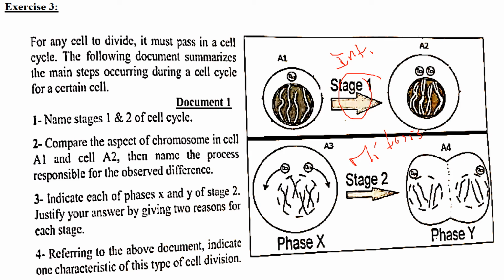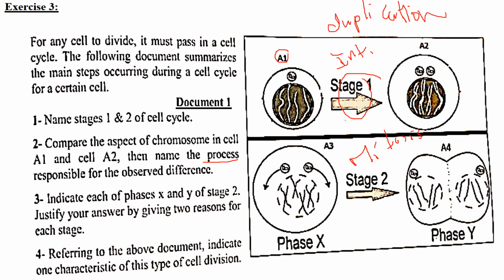Compare the aspect of chromosomes in cells A1 and A2. As we can see, in A1 the chromosomes are made up of one chromatid, whereas in A2, the chromosomes are made up of two chromatids. Name the process responsible for this difference. Process means the operation that is happening, what is its name? It is called duplication of chromosomes.